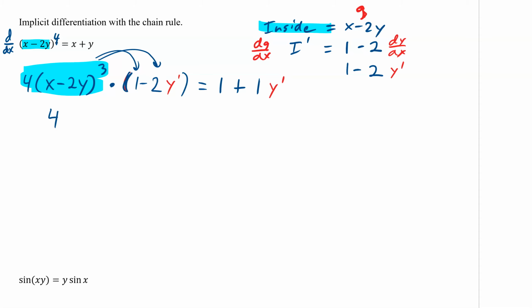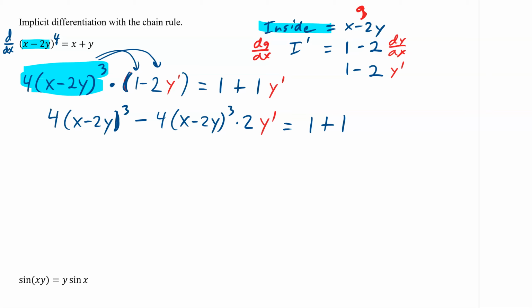So we end up with (4x minus 2y) cubed. Now be very careful, that is a cube. You cannot distribute that 4 inside, times 1, so it would just be that. And then we get (4x minus 2y) cubed times 2y prime equals 1 plus, and then I like putting the 1 in front so it just reminds me there's something there, y prime.